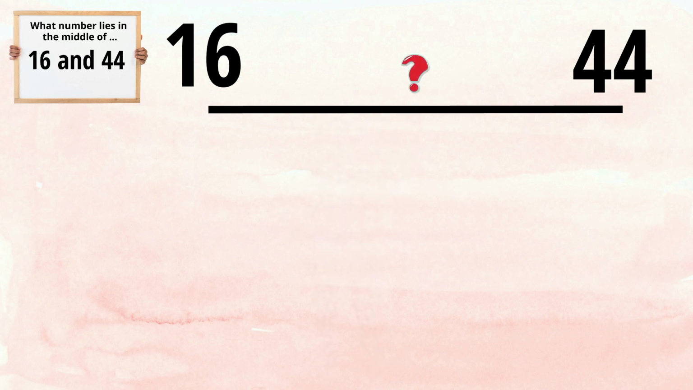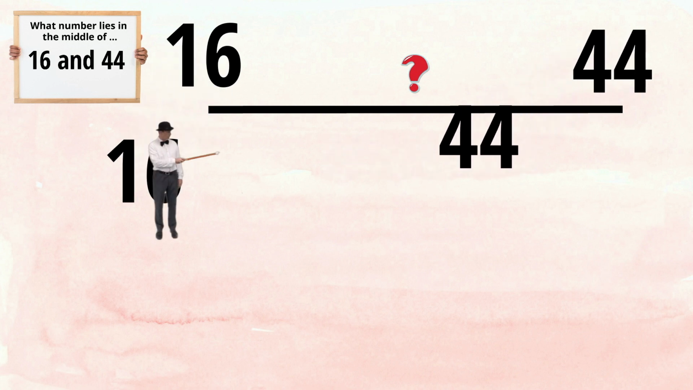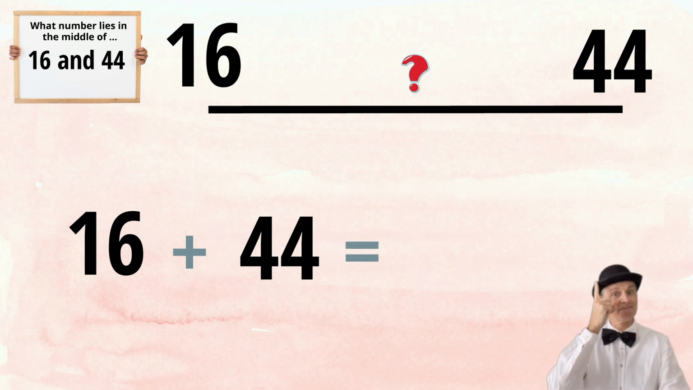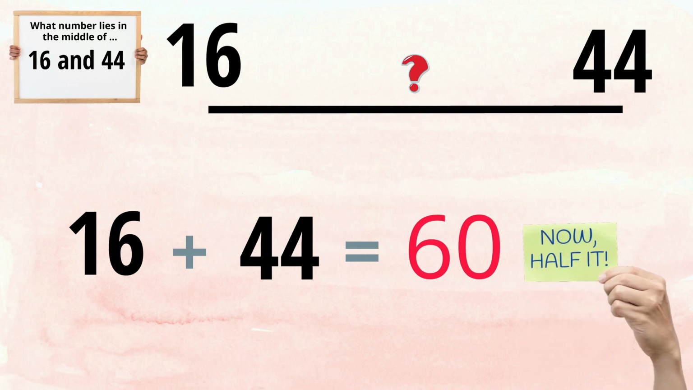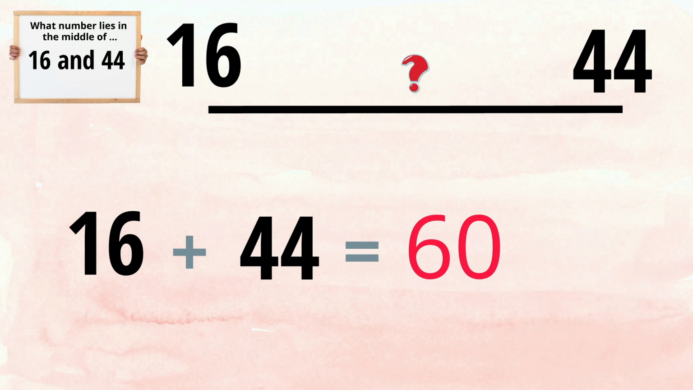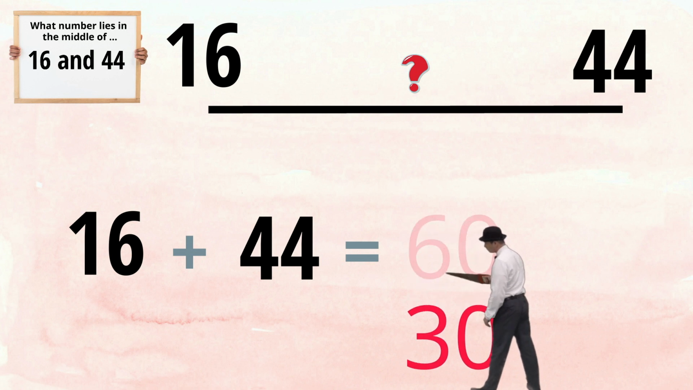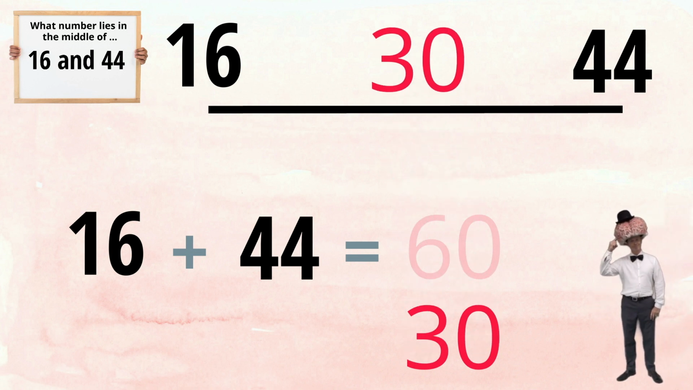Do you want a quick way of solving this one? Let's use middling. Start by adding together the two numbers. 16 and 44 equals 60. Now, all we need to do is half it. Half of 60 is... wait for it. There we go. 30. So the number that lies halfway between 16 and 44 is 30. Genius!